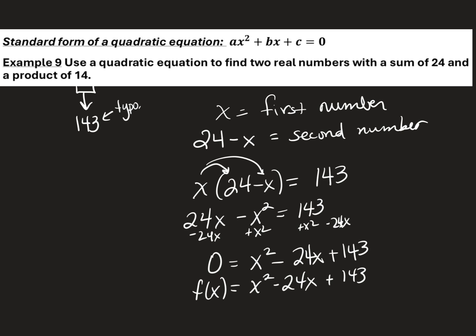So if you will type this into Desmos, y equals x squared minus 24x plus 143, and then fill in this answer: the two numbers are blank and blank. Okay, I look forward to going over the answers to this with you. I hope you have a wonderful day.